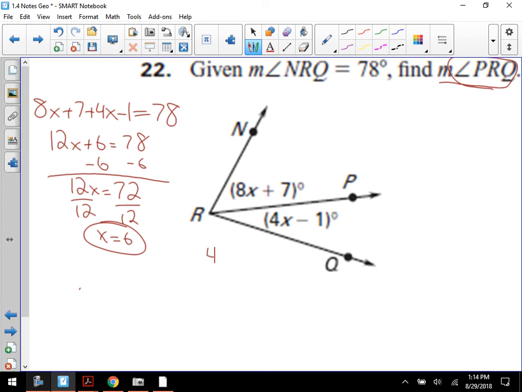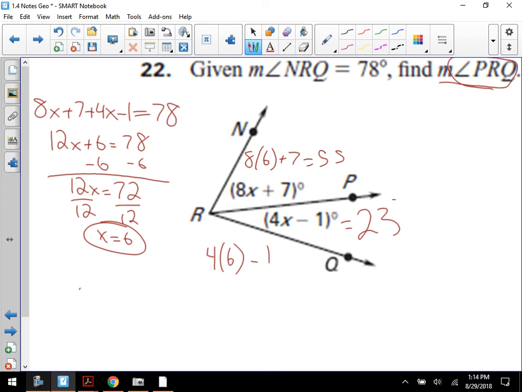So, what's 4 times 6? Subtract 1. There you go. Now, it doesn't say to do this, but does it take a whole lot of time to go back and double check, make sure you got the right answer by checking the other part? You got a calculator. What's 8 times 6? Add 7 to it and you get? What's 55 and 23? And you did fine.